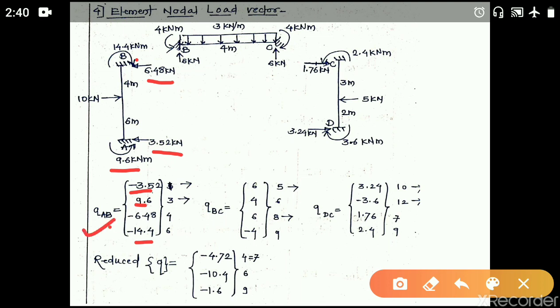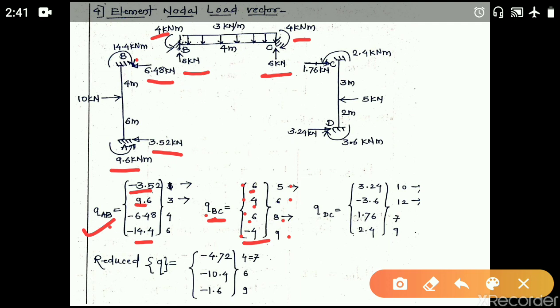After that, BC. The associated displacements for BC that we have already written are 5, 6, 8, 9. Accordingly, we have calculated all the moments and reactions for the BC member. Same way, 5 is translation, 6 is rotation, 8 is translation, 9 is rotation, so maintain the same sequence. The first two elements are at B and the next two are from C. So at B reaction and moment, that is 6 and 4. Again at point C reaction and moment: reaction 6 and moment minus 4.